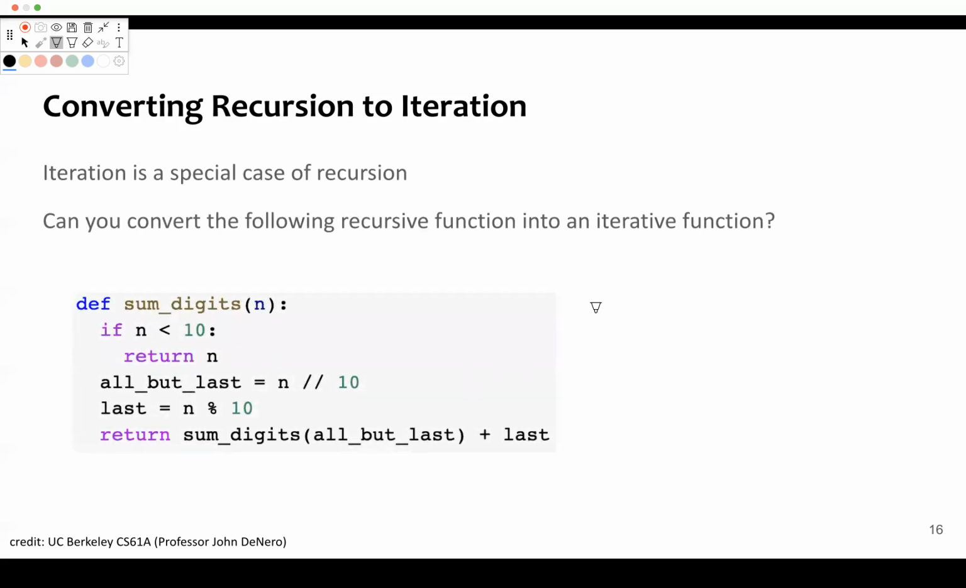Can you convert the following recursive function into an iterative function? I'll give you 1 minute to try to convert this function into an iterative one.